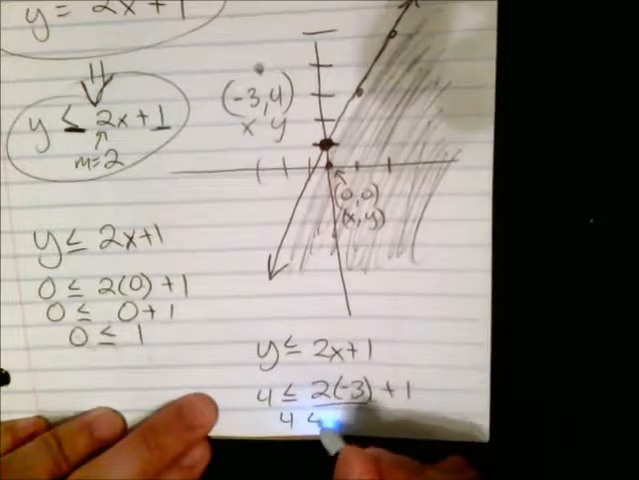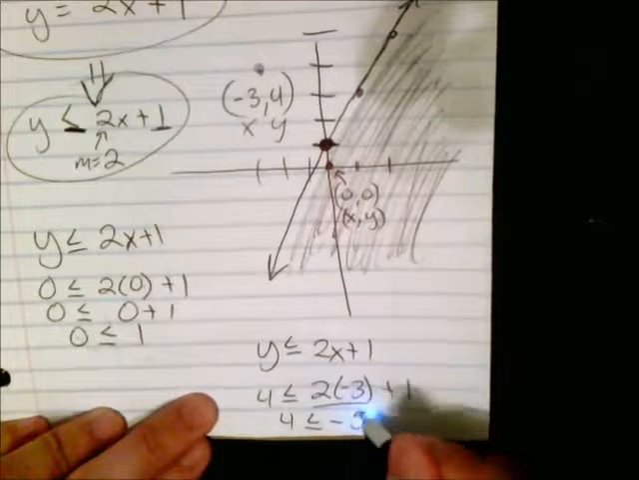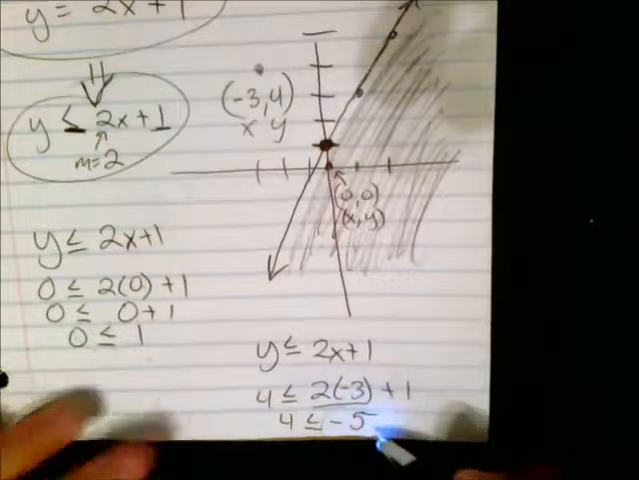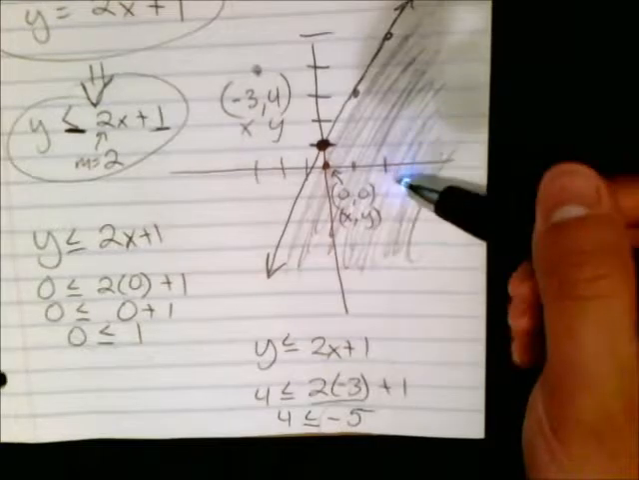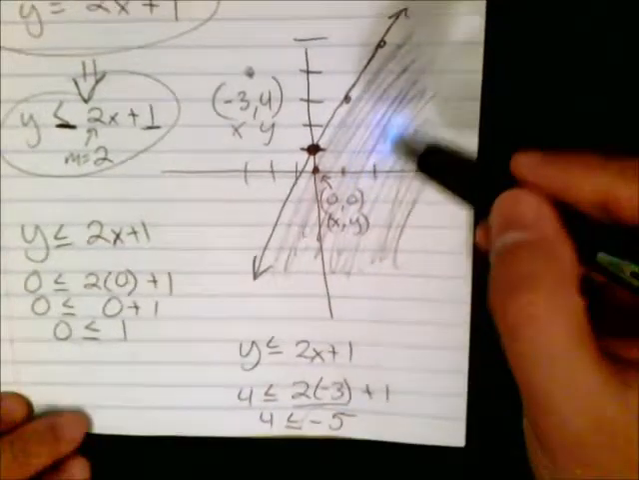So is 4 less than or equal to -5? Is that true? No, it's not. Negative numbers are always going to be smaller than your positives, so you can't shade up here. You have to shade in this bottom part. So it'll prove true no matter what point you use.